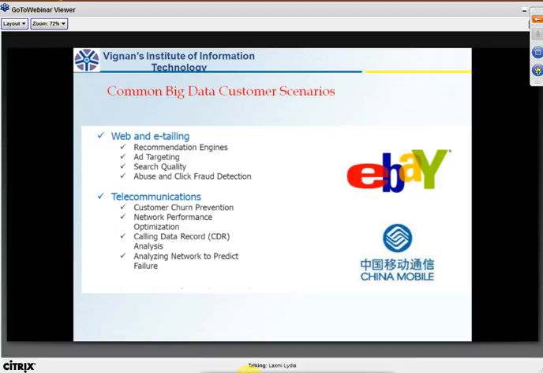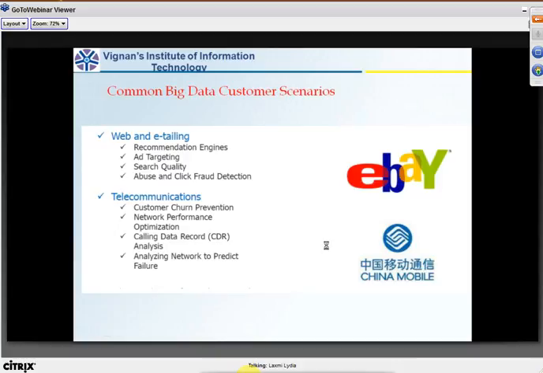That is also big data, which is unstructured data. It does not consist of any structural information. So big data is generated from the telecommunication side also. From the entire world right now, China Mobile is the company generating big data with concern to telecommunication. From the web and e-tailing part, who is the customer? eBay is a customer which is generating lots of big data. And from the telecommunication side, China Mobile is a company generating lots of big data. There are other big data customers also.